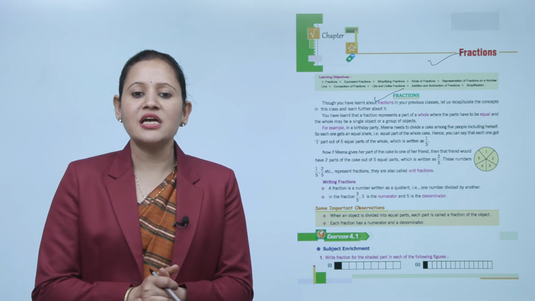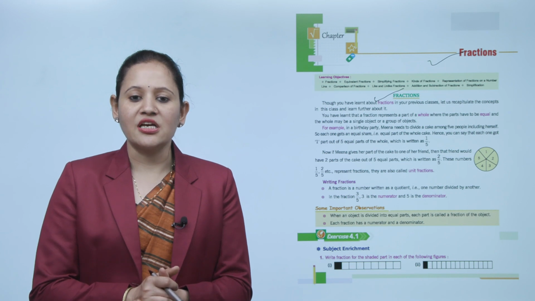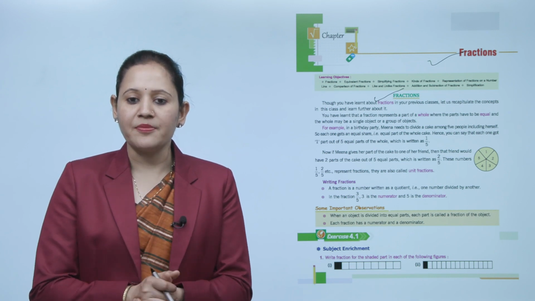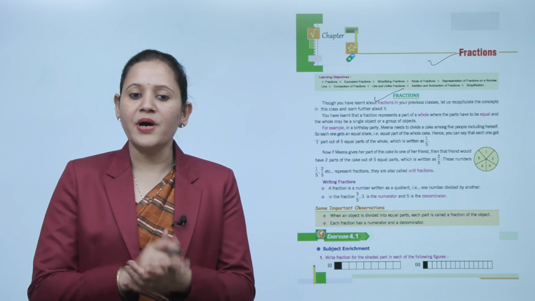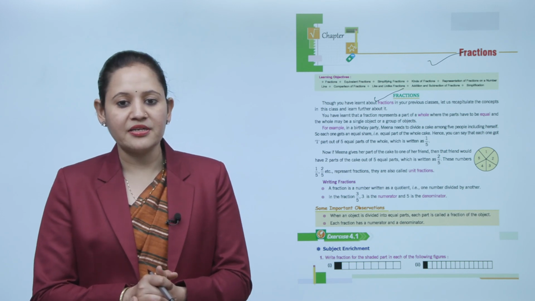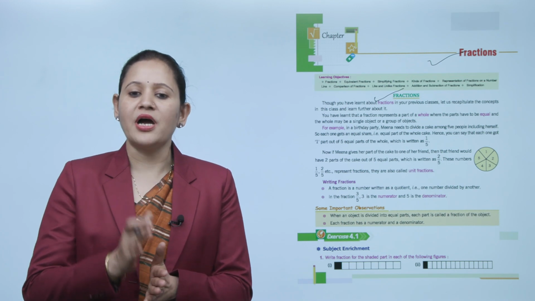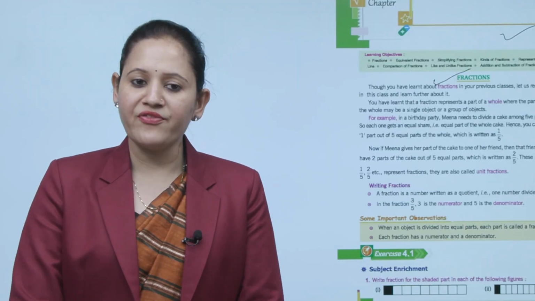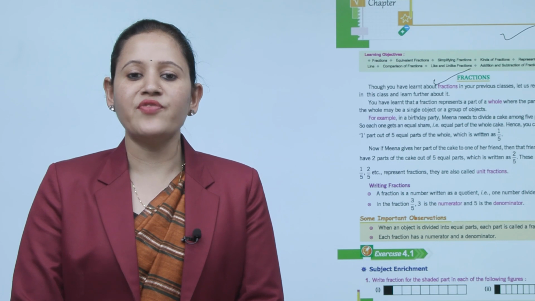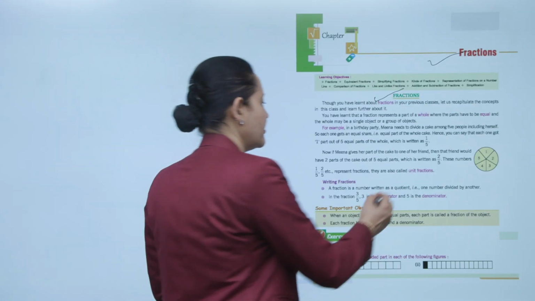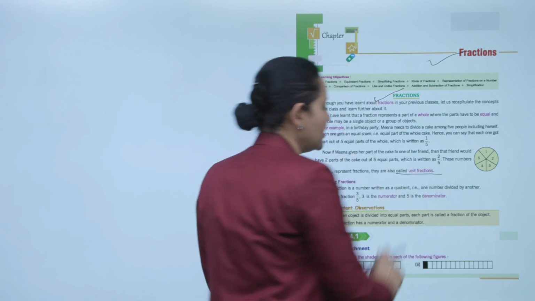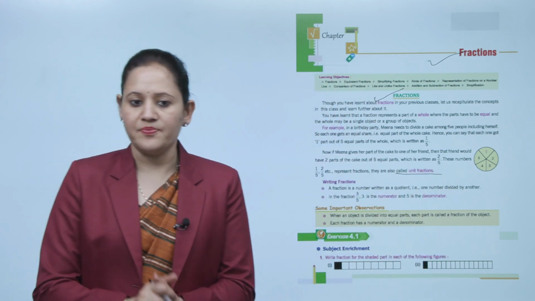Now, if Meera gave her part of the cake to one of her friends, then that friend would have 2 parts of the cake out of 5 equal parts, which is written as 2 by 5. These numbers, 1 by 5, 2 by 5, etc., represent fractions. They are also called unit fractions. In a unit fraction, the numerator is always 1.